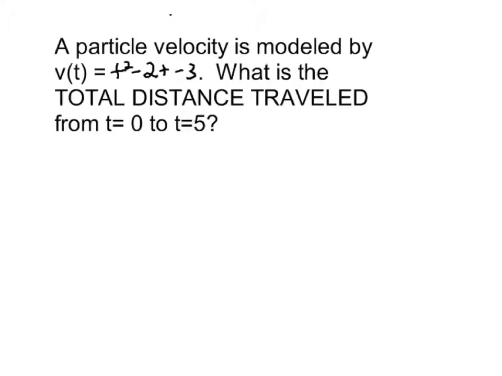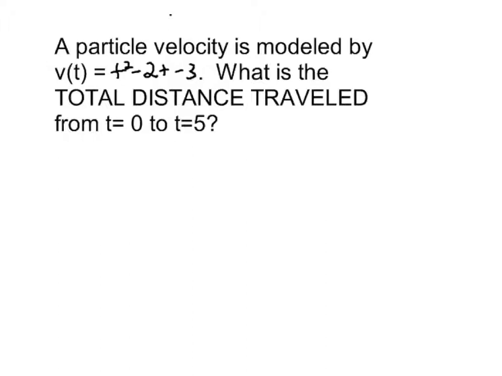So when I see a particle's velocity is modeled by t squared minus 2t minus 3, what is the total distance traveled? Whenever I see that total distance traveled, it's like alarm bells going off in my head. Wait a second, does this thing go backwards? Is the velocity negative? I usually like to think about it in terms of the picture.